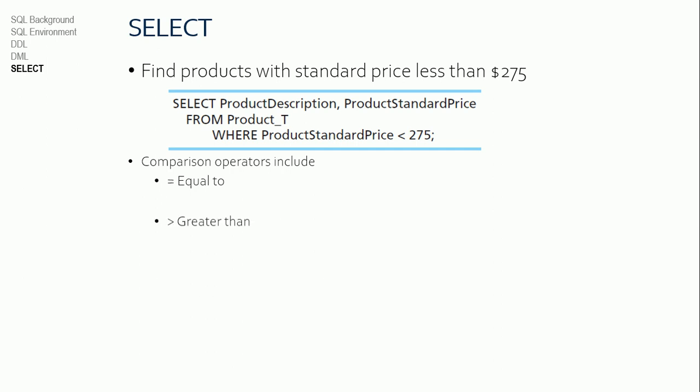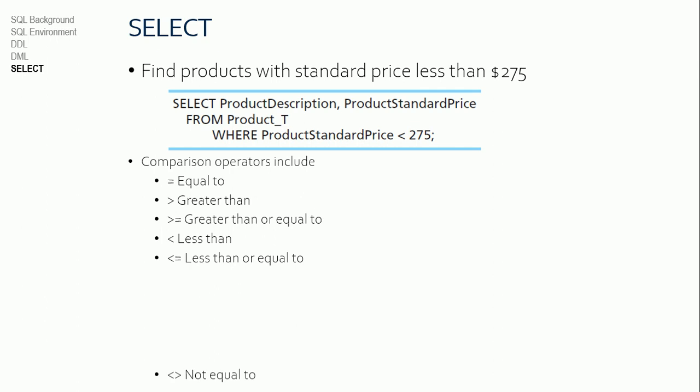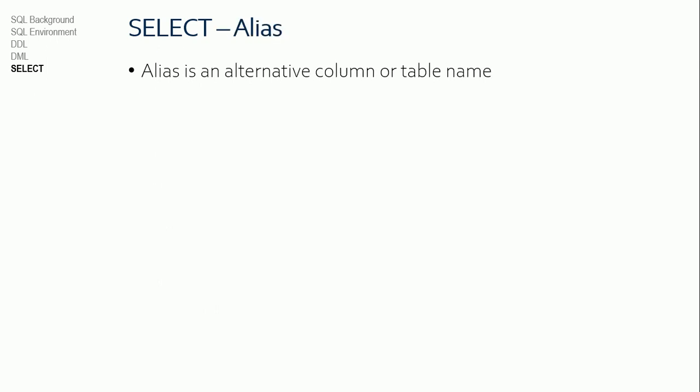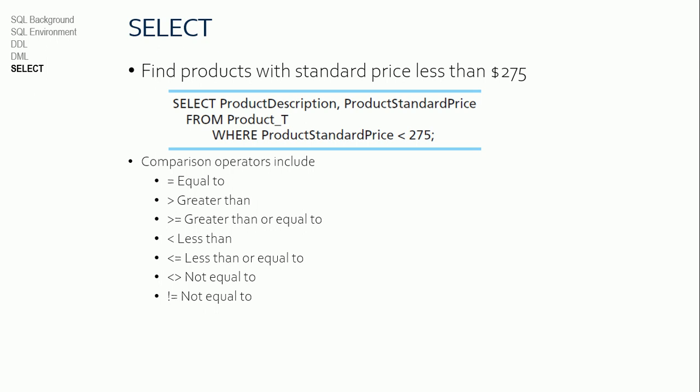Equal sign is equal to, greater than, then we have less than or equal, or greater than or equal to, less than or equal to, not equal to, which is the greater than and less than next to each other, less than and then greater than, and then not equal to, which is the exclamation point and then the equal sign. So those are our general operators that we can use in a where clause when we're creating conditions for the values of these columns.